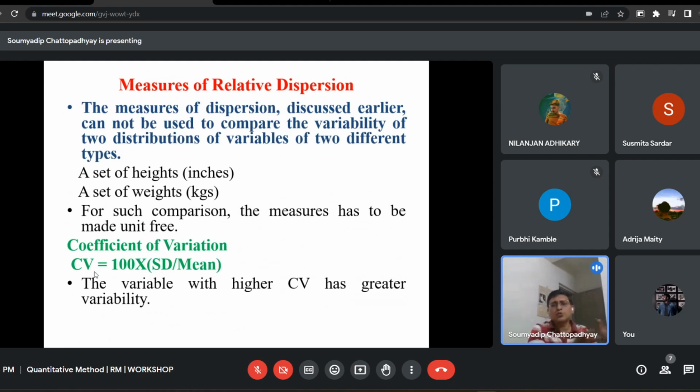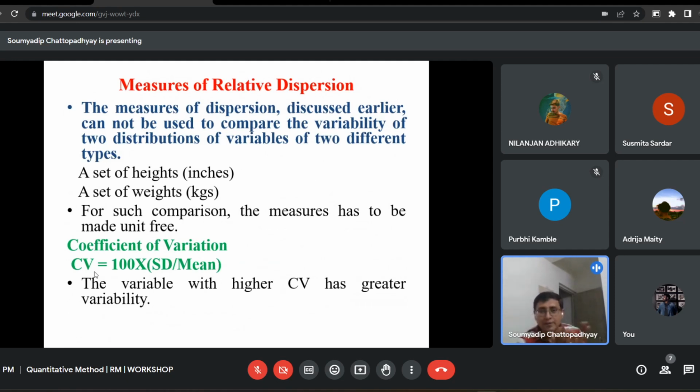Okay, because the measures of dispersion which we have just discussed cannot be used to compare the variability of the distributions of the variable of two different types. Suppose you are interested to know the variations in a group of students in their heights and their weights. Generally the heights are represented in inches and the weights in kgs. So if this is the case, then definitely you cannot compare the variability in the heights of the students with the variability of the weights of the students.